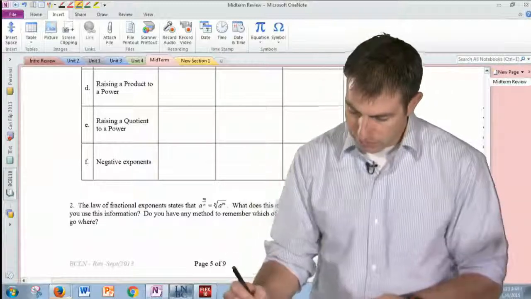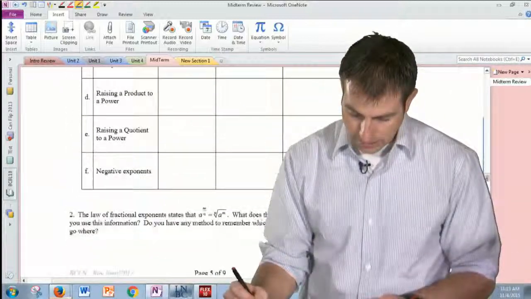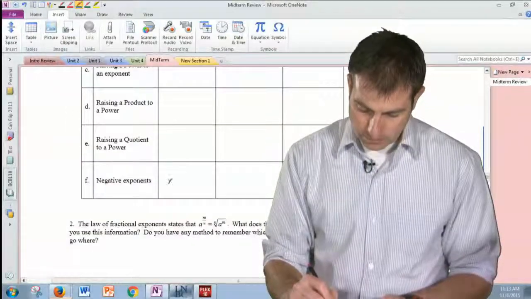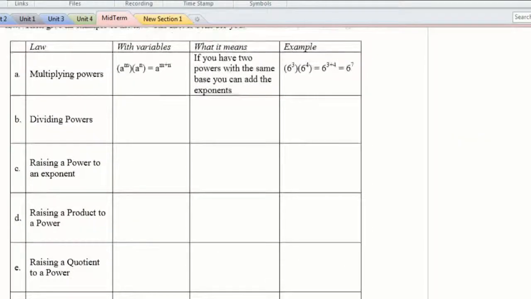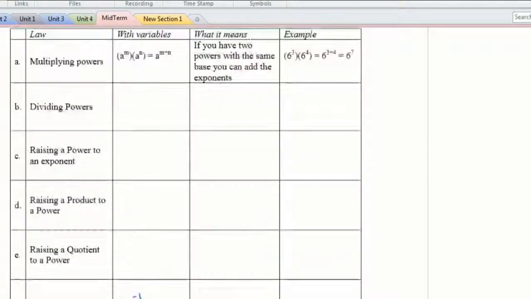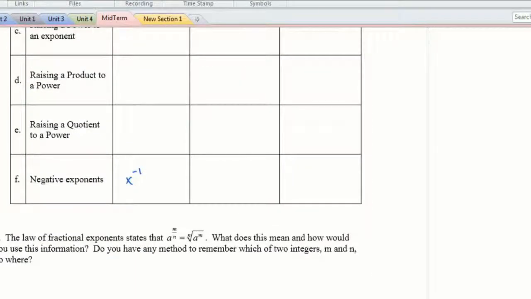So negative exponents, what's the first column here? All right, so we have x to the power of negative 1. We need to rewrite this and then include an example.